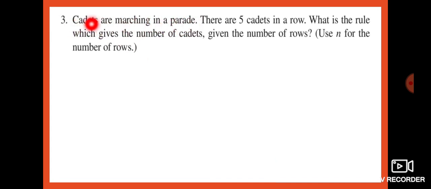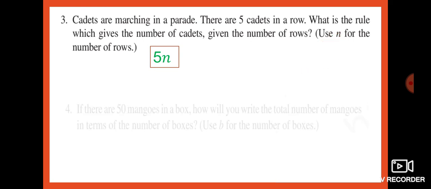Cadets are marching in a parade. What are cadets? On our Independence Day or Republic Day, some soldiers march. That group is called cadets. There are 5 cadets in a row. What is the rule which gives the number of cadets, given the number of rows? Use n for the number of rows. Here the variable is given, that is n. So we use small letter n as the variable. For writing the rule, only 5 cadets, the number is 5. So the rule is 5n. n is given here.